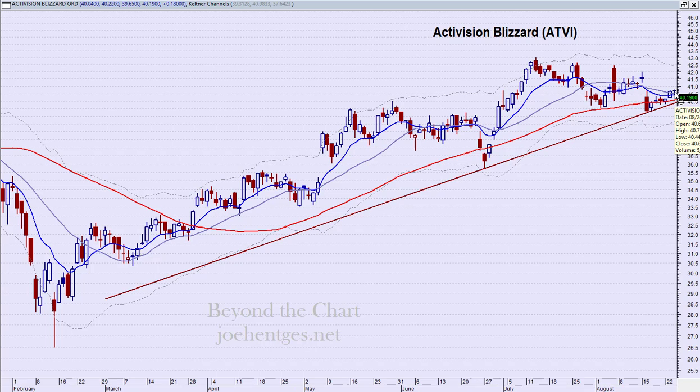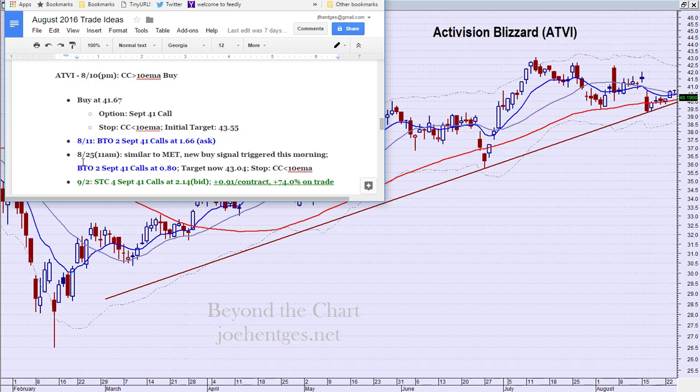Now I'm getting another entry signal. Let me step back to the sheet here. On August 25th, and this is August 24th, I see this in the morning. The trading had started, and I said, look, this is similar to the setup that we saw on MetLife. A new buy signal is triggered this morning. Let's go ahead and re-enter. The option price had dropped almost in half. We're still in, but are entering 2 more at 80.